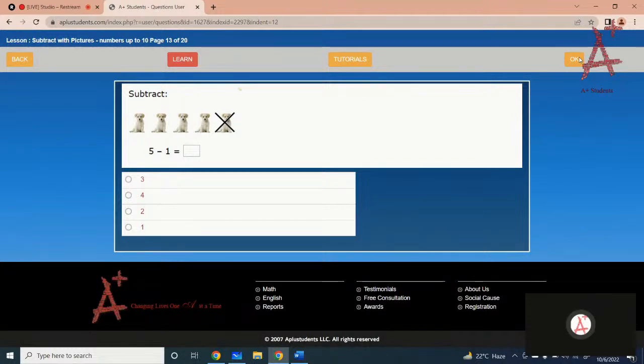Very good, Tu and Buffer. Okay, you have one, two, three, four, five of the dogs, and one of them is crossed out. So five take away one is, you have to count the ones that are not crossed. So let's just count the ones that are not crossed. One, two, three, and four. That means when you start with five, take away one, you are left with four. Very good. It is four.